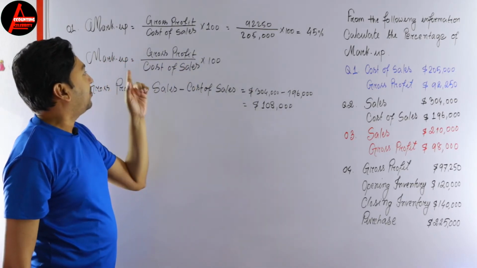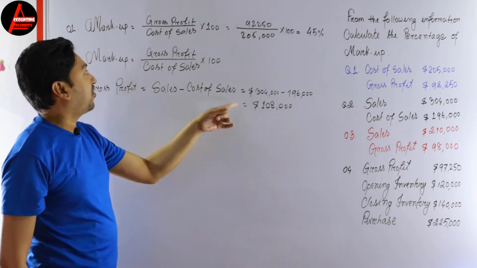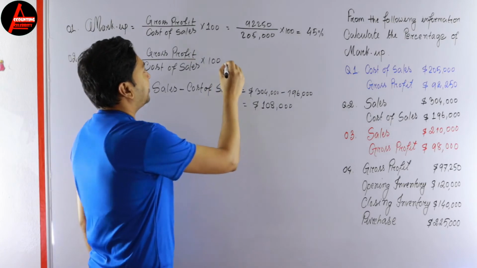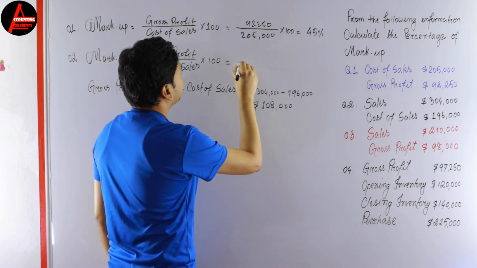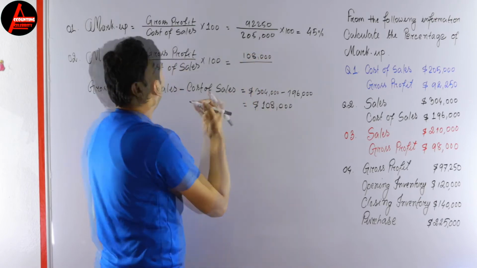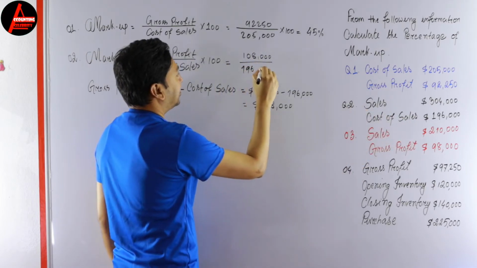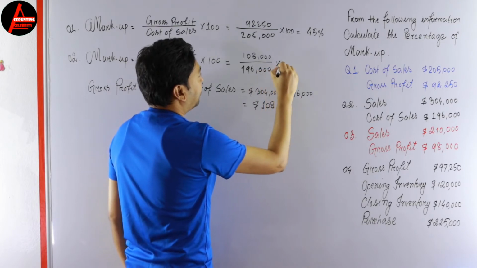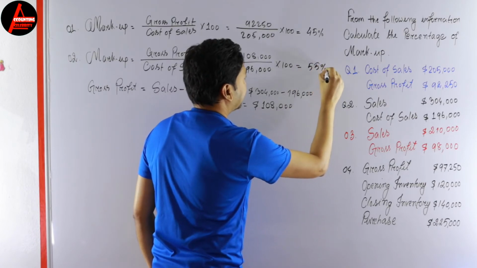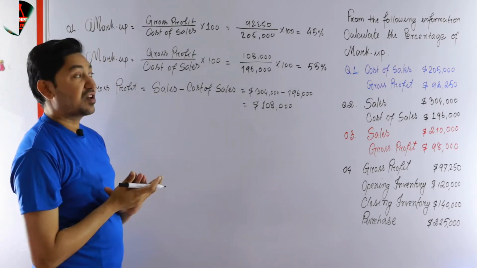So now we have cost of sales in the question, and we have gross profit. If you put the values in this markup formula, we can calculate our markup. So our gross profit is calculated $108,000, our cost of sales we already have in the question $196,000. Now multiply by 100 and we get 55%. So it's simple, but you have to know how to calculate gross profit.